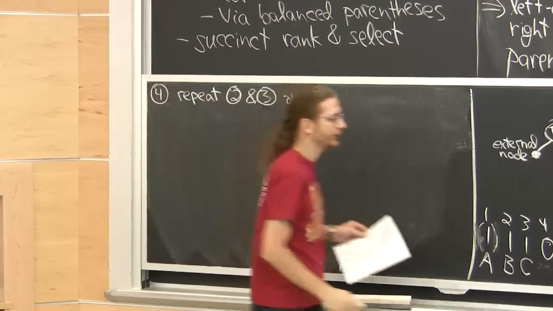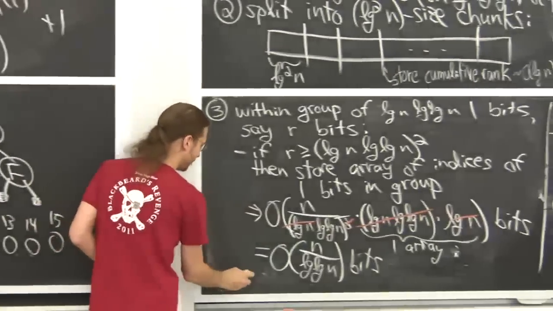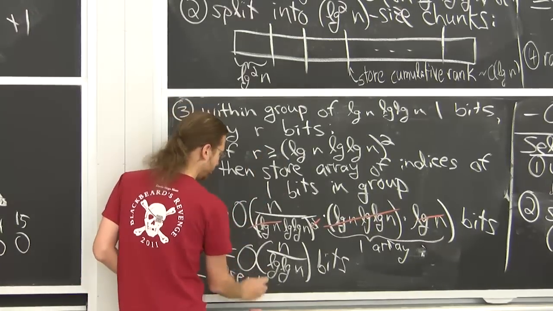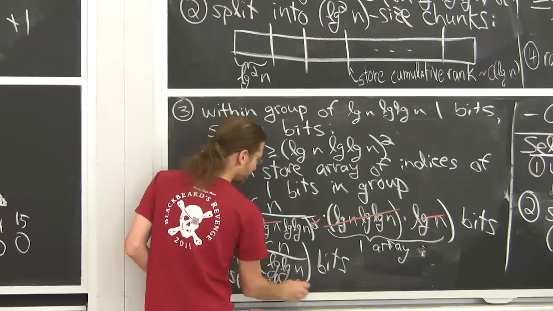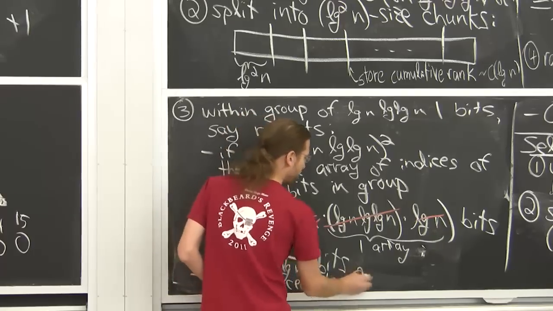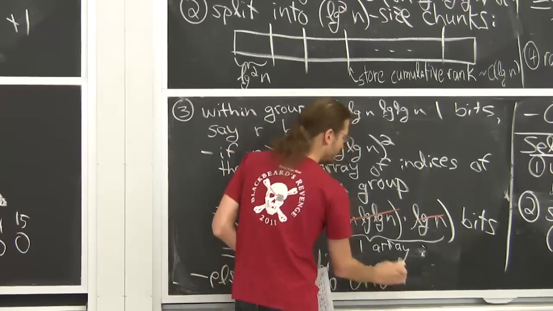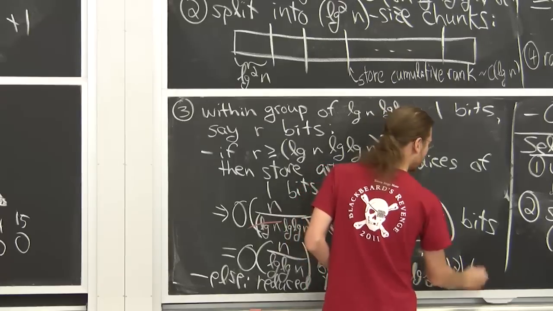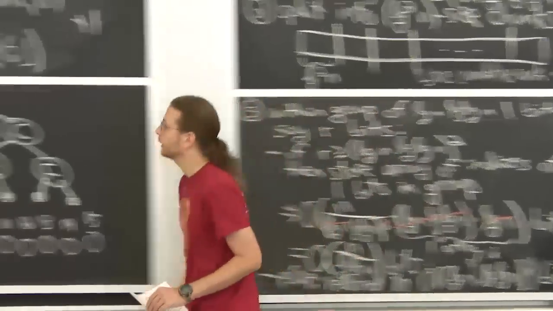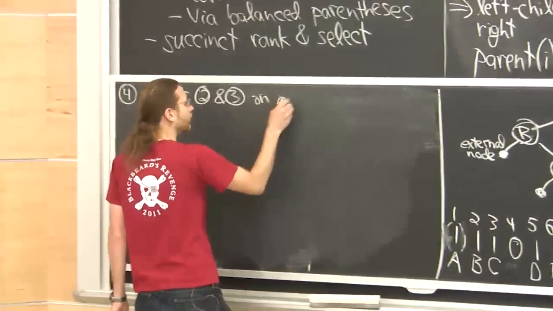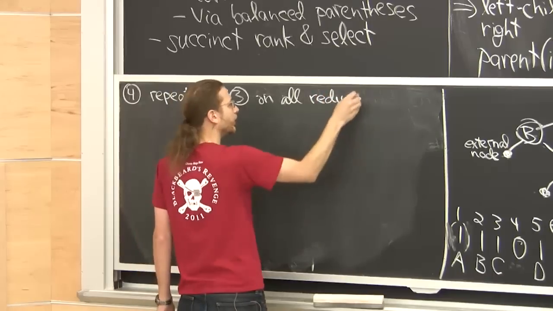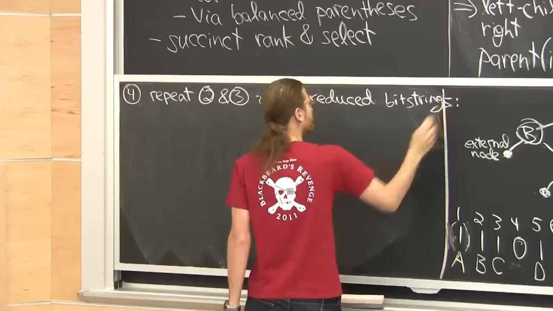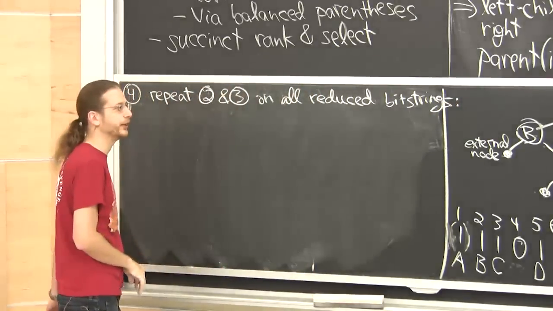On, sorry, I didn't say, I need an else clause. Else, I'm going to call this bit vector a reduced bit vector. So I've reduced to order log n squared bits. And so step 4 is on all reduced strings, all reduced bit strings. I want to do steps 2 and 3 again.